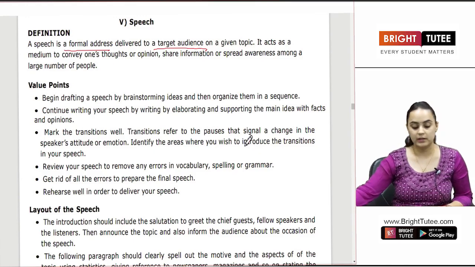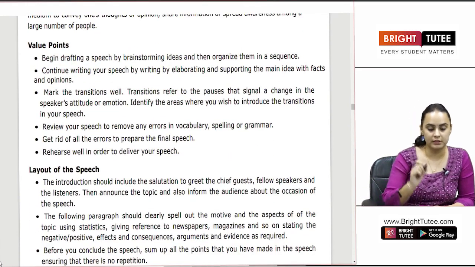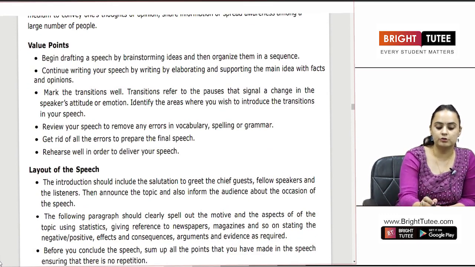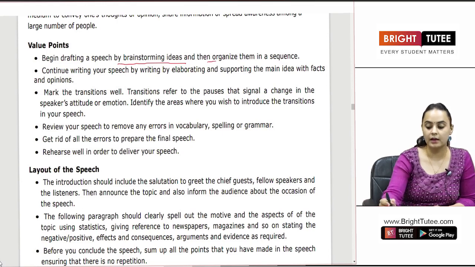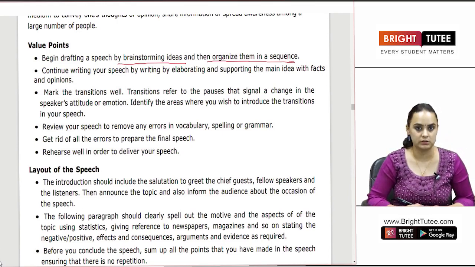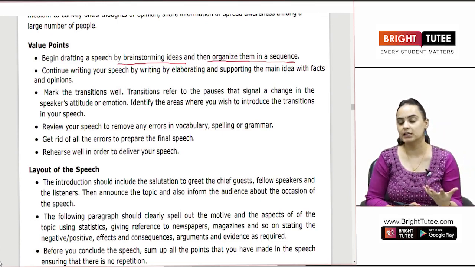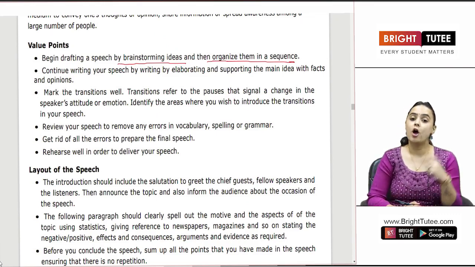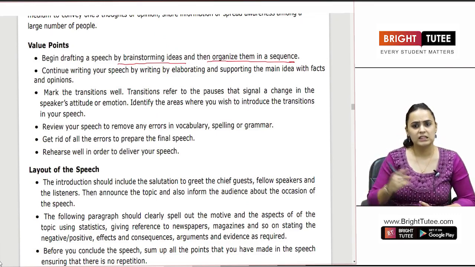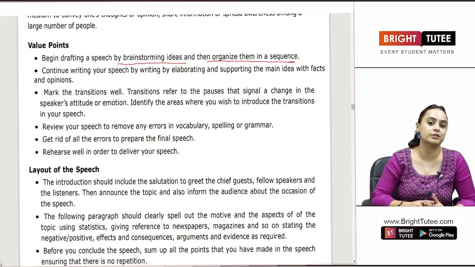Now, what are the points that we need to keep in mind when writing a speech? First, always begin drafting a speech by brainstorming ideas and then organize them in a sequence. So you have to brainstorm the ideas. Brainstorm the ideas means whenever you get a topic on which you have to write a speech, always use your brain. Think of all the multiple ways in which you can draft that speech and then write them in a proper sequence.